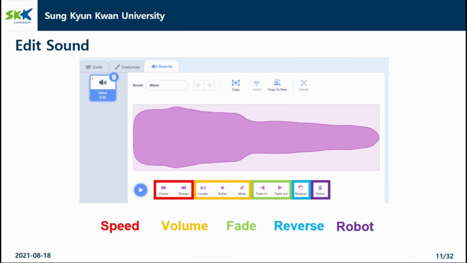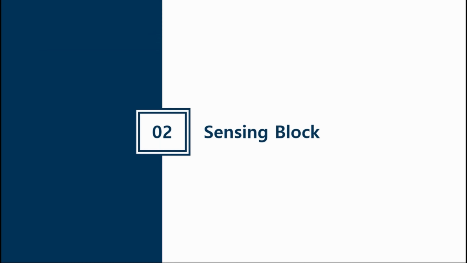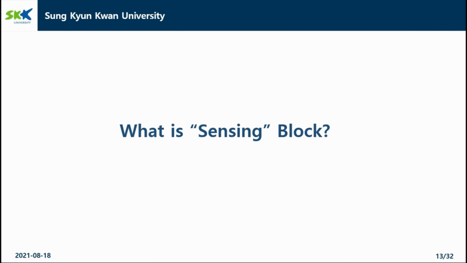After you upload, select, or record the sound, you can edit it. You can control the speed and volume of the sound, and make the sound fade in or fade out. Also, you can reverse the sound or make the sound like a robot. Let's learn about sensing blocks.